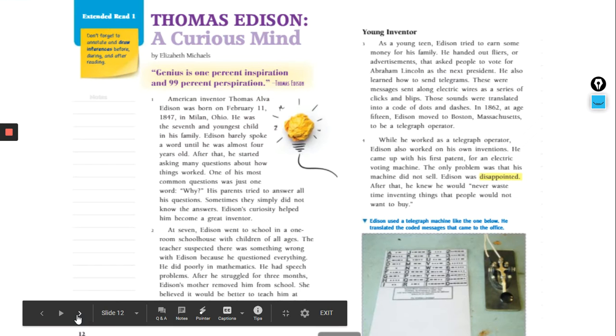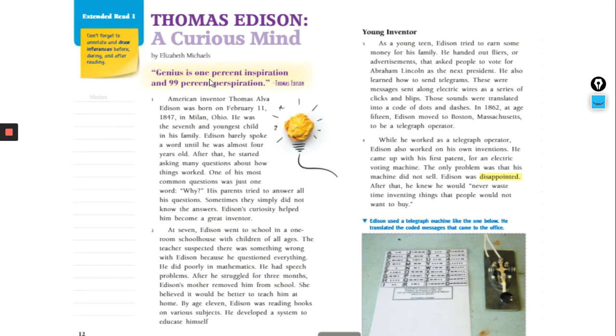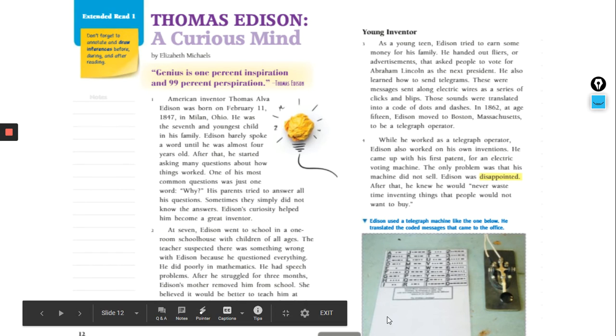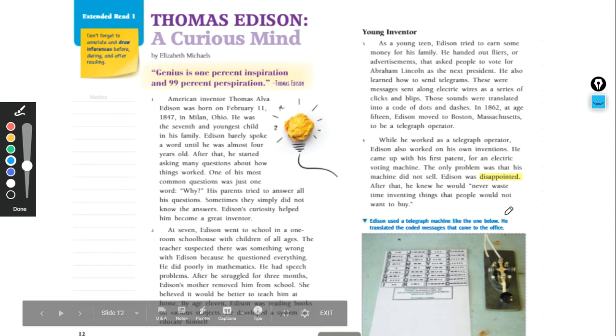Okay, so I'm looking for text features that are going to help me understand Thomas Edison's greatest inventions. So I see a quote here as a heading. That's not really giving me a lot of information. I see a heading here of young inventor. So I don't think this section here is going to give me too much information. I do see a photograph. That's a nonfiction text feature. And it has this caption. Now remember, a caption tells you what this picture is about.